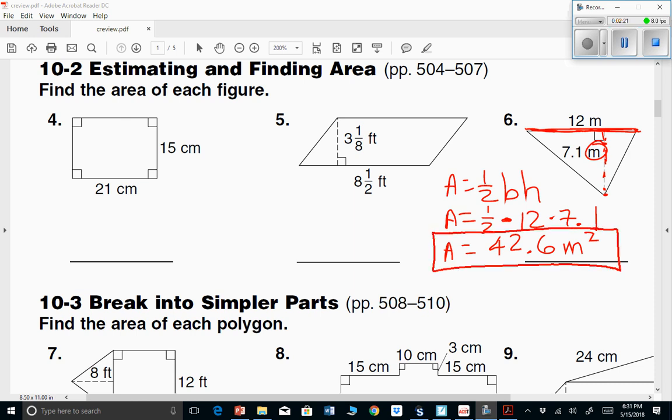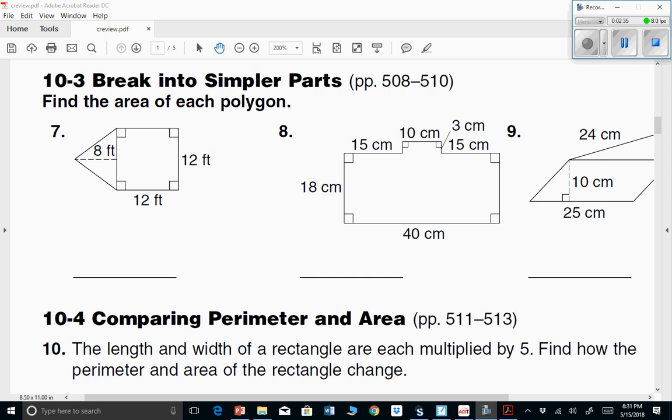One of the most difficult things in this chapter is remembering that when you are dealing with a triangle, you must include that 1/2. That is the most common error, forgetting the half. Okay, the next section is on finding the area of what we call composite figures. They're not simple things like rectangles, parallelograms, and triangles. These drawings are combinations of those things. So what you have to do is divide them into pieces that you know how to find the area of.